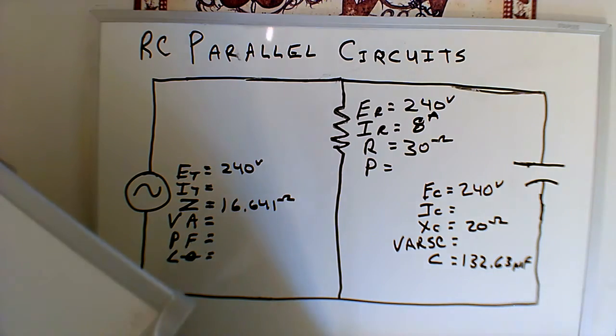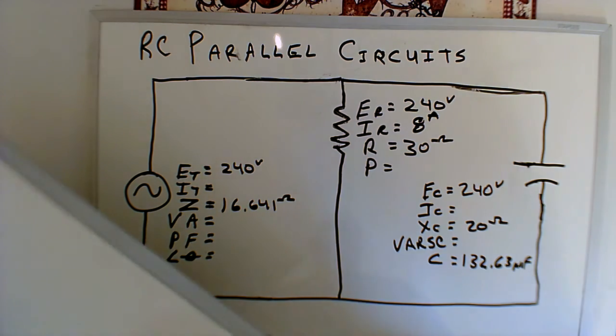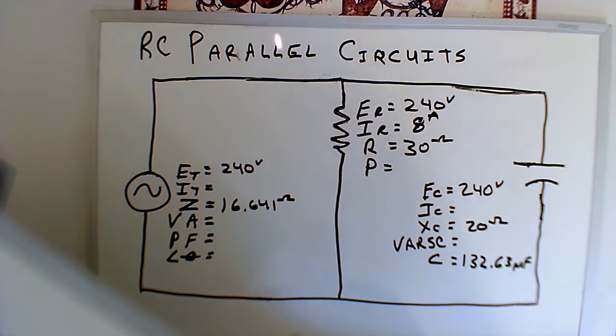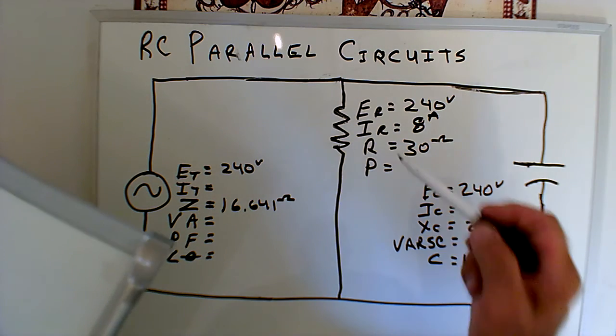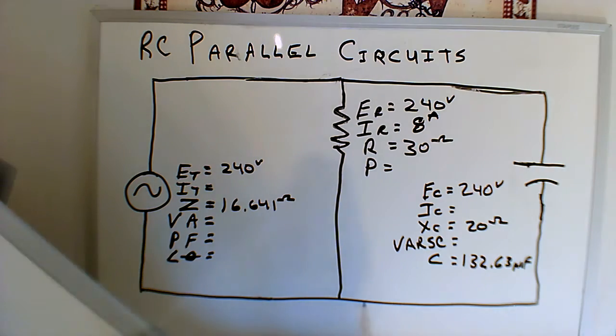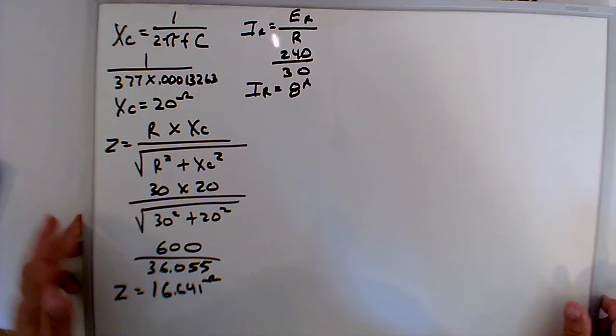That's 8 amps right there. Now, I can also solve for P while I'm here because I know the E and the I. We know that P is equal to I times E, or the amperage times the voltage. So let's solve for the true power.